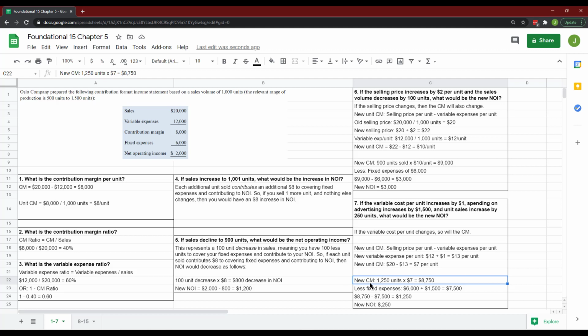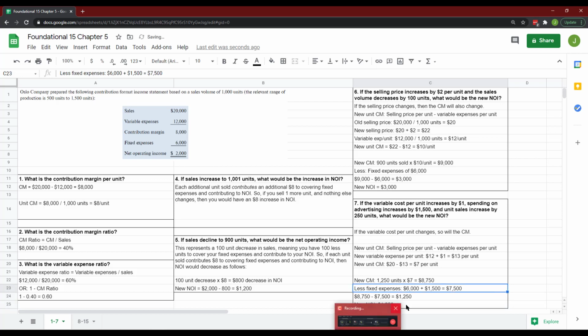Now let's find our new contribution margin. We're selling 1,250 units, right? That's an increase in sales of 250, times your new contribution margin per unit of $7. That would give us a contribution margin of $8,750. So that's how much you would have to cover those fixed expenses and hopefully have something left over, right? So take that $8,750 minus the new fixed expense amount of $7,500 now, right? We added $1,500 to the $6,000. So $8,750 minus $7,500 gives us a new net operating income of $1,250.